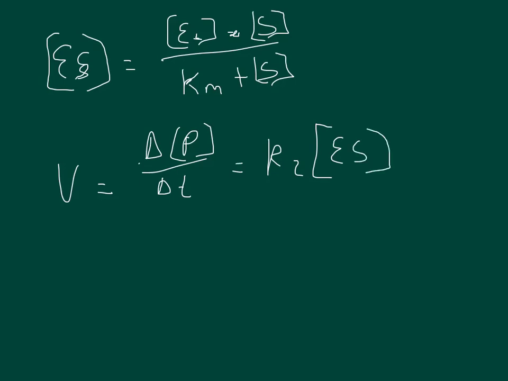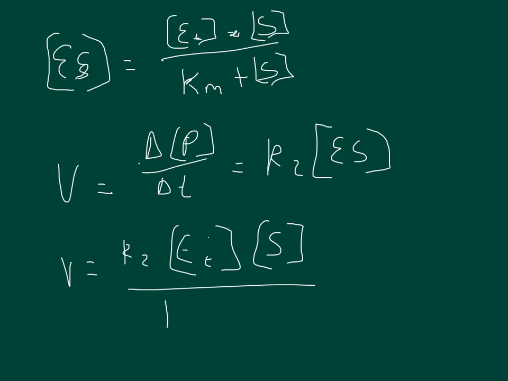So now what we want to do is replace the enzyme substrate complex. We're going to substitute because this is equal to this, so we're going to substitute this in right here. So we're going to say that the velocity is equal to K2 times the total enzyme concentration times S, the substrate concentration, divided by the Michaelis constant plus the substrate concentration. Now here's the pivotal point where we finally get the Michaelis-Menten equation. So K2 times ET has a special meaning.